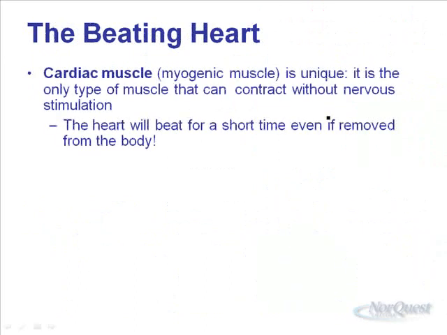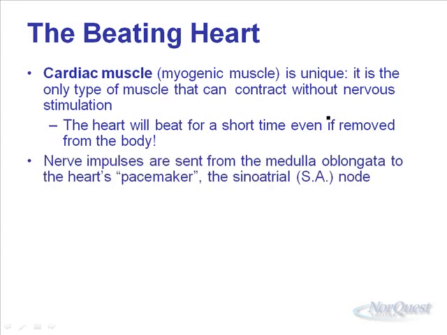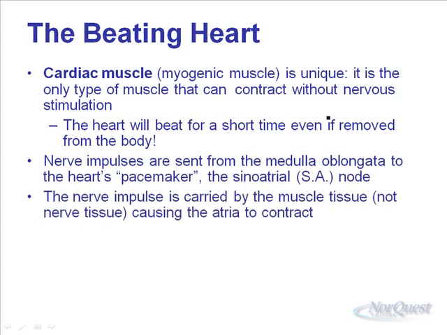So when we look at the beating of the heart, it is composed of cardiac muscle or myogenic muscle. It's unique. The muscle in the rest of your body is not the same as the muscle that your heart is made of. It's the only type of muscle that can contract without direct nervous stimulation. So once that AV node gets stimulated, the muscle itself can carry the electrical impulse. No other muscle in your body can do that. So the heart will even beat for a short time if it's removed from the body. Those nerve impulses are sent from the medulla oblongata to the heart's pacemaker, the sinoatrial node. And from there, it's carried by the muscle tissue to the AV node.